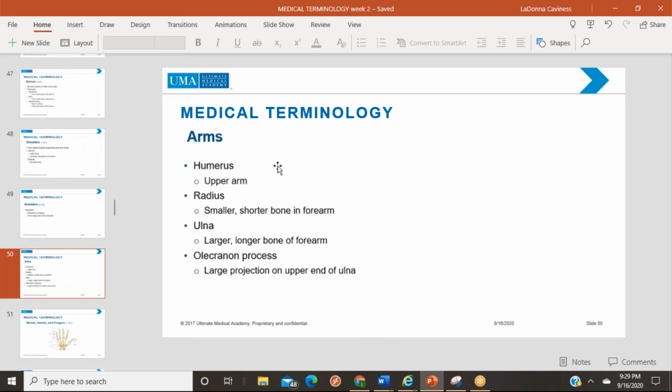Humerus, these are parts of the arm. Humerus, the upper arm, the radius, the smaller, shorter bone of the forearm, and the ulna, which is the larger, longer bone of the forearm, and the olecranon process, which is the large projection of the upper end of the ulna.